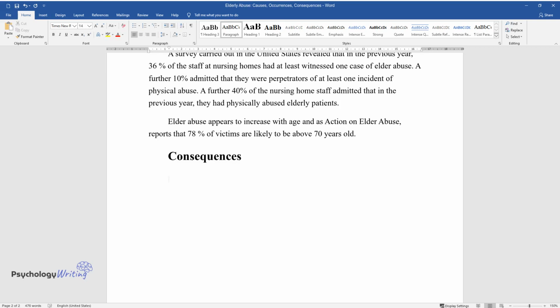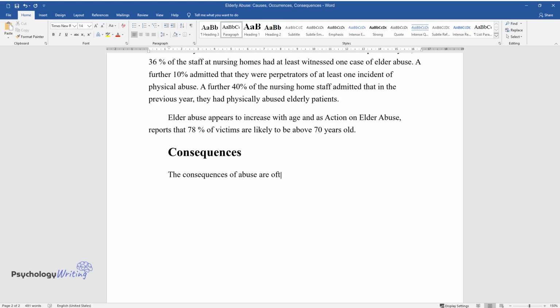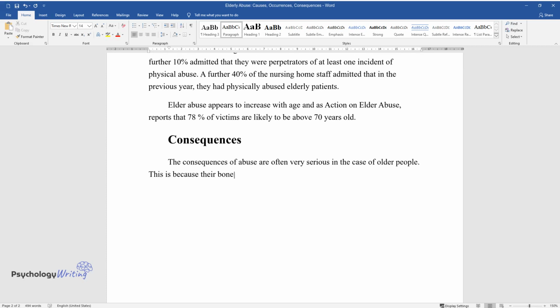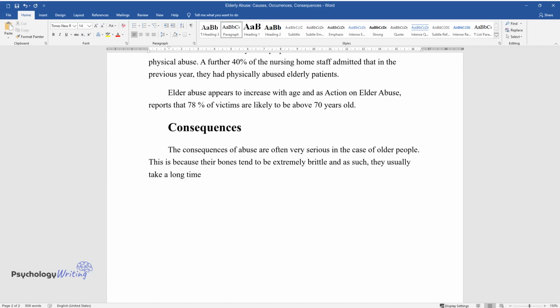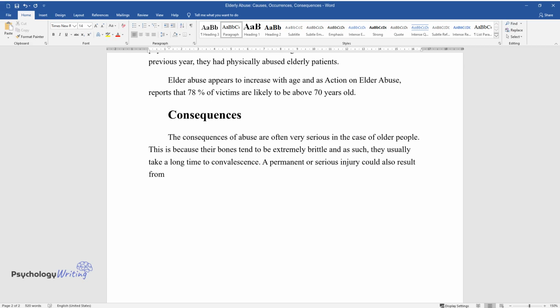Consequences. The consequences of abuse are often very serious in the case of older people. This is because their bones tend to be extremely brittle, and as such, they usually take a long time to convalesce. A permanent or serious injury could also result from what is regarded as a relatively minor injury.